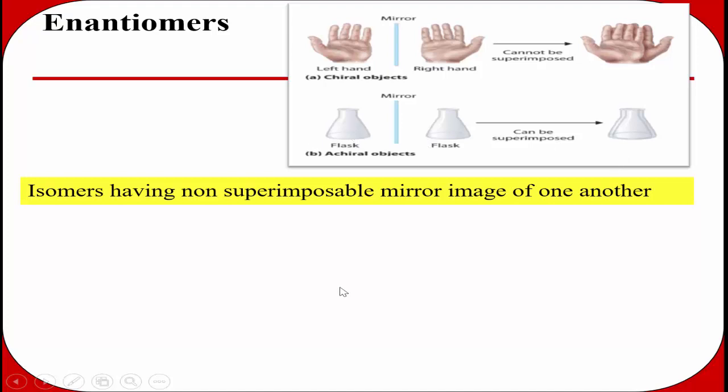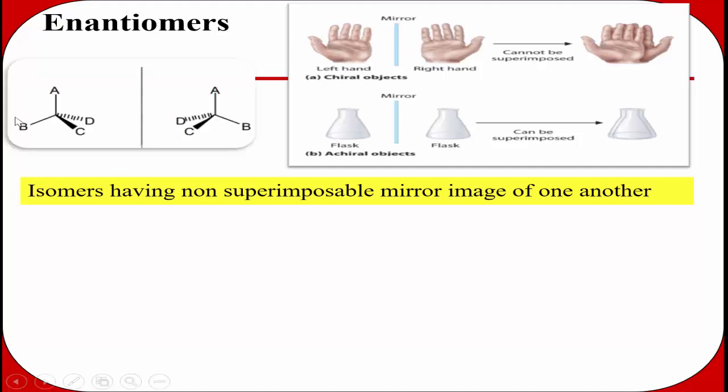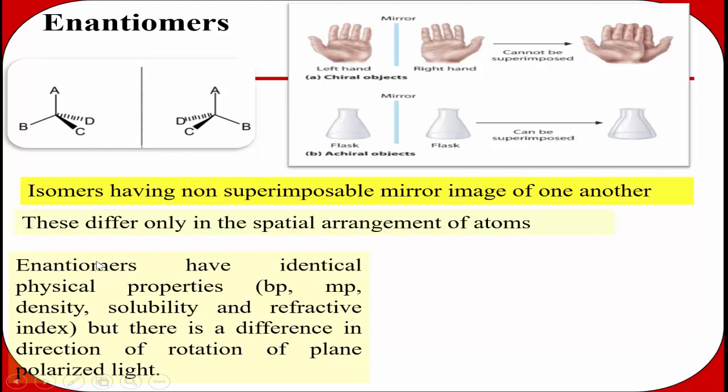So isomers having non-superimposable mirror images of one another are enantiomers. For example, this is a hypothetical molecule having carbon at the center, linked to four different substituents like A, B, C, D, and you can see its isomer or enantiomer, which is a mirror image, but is non-superposable. So these two are a pair of enantiomers. Enantiomers have identical physical properties like boiling point, melting point, density, solubility, refractive index, but the only difference between enantiomers is the manner in which they rotate the direction of plane polarized light.